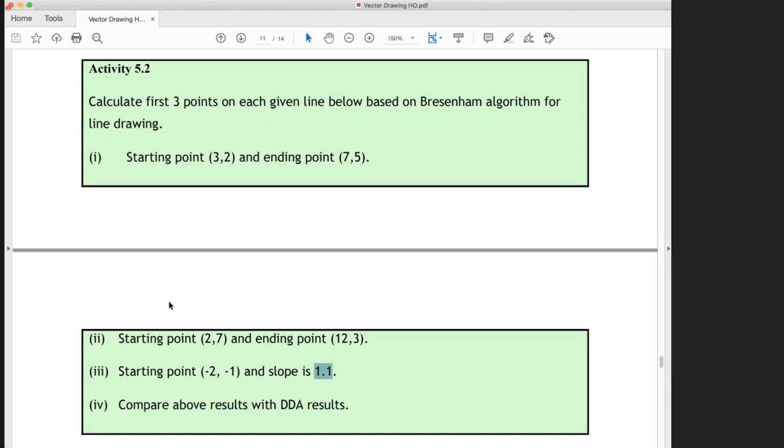The first 3 points you have to calculate. It asks only for the first 3 points. So in the same way, 9,9 is the last point. That's how you have to calculate. You understand what I said? That way you have to calculate the first 3 points.